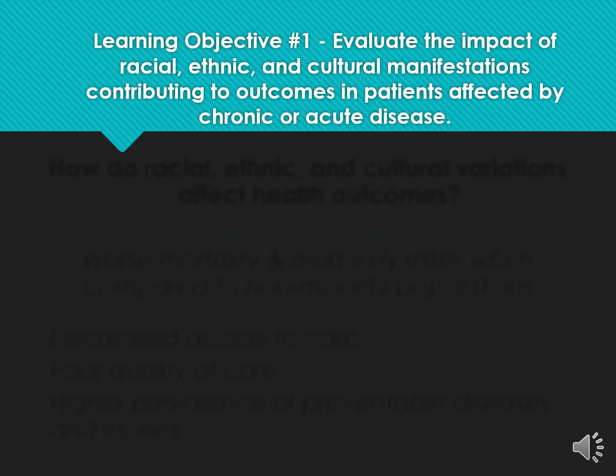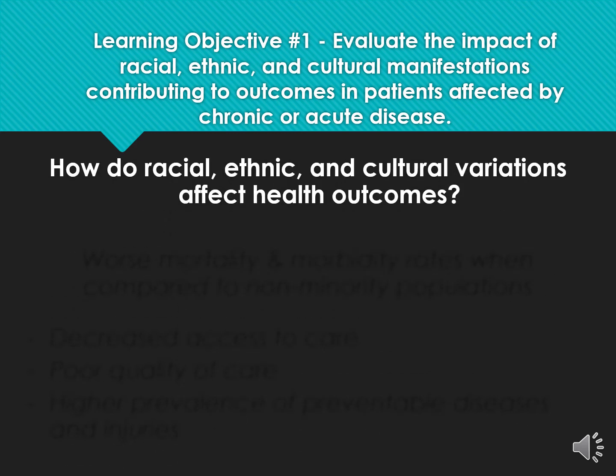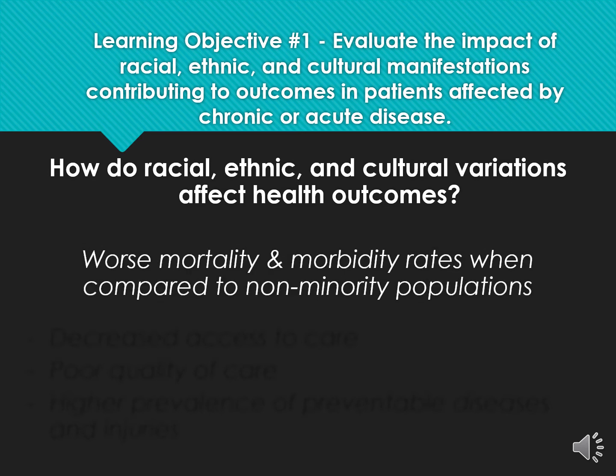Now let's start with some practice questions related to the first learning objective. How do racial, ethnic, and cultural variations affect health outcomes? Despite significant advances in the diagnosis and treatment of most chronic diseases, evidence demonstrates that minority populations continue to have worse health outcomes, higher mortality rates, and increased health morbidities when compared to non-minority populations within the United States. The cause of this disparity is multifactorial.